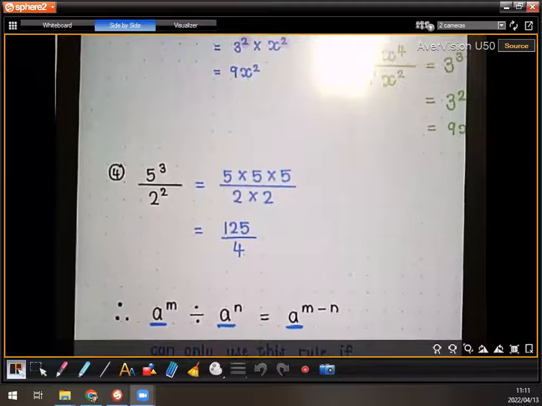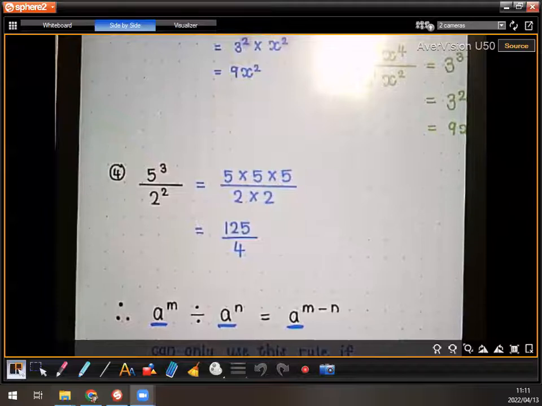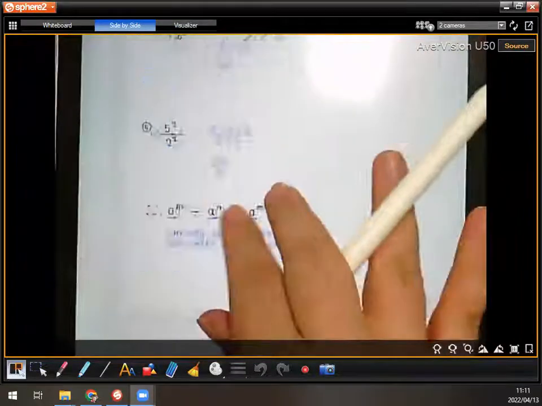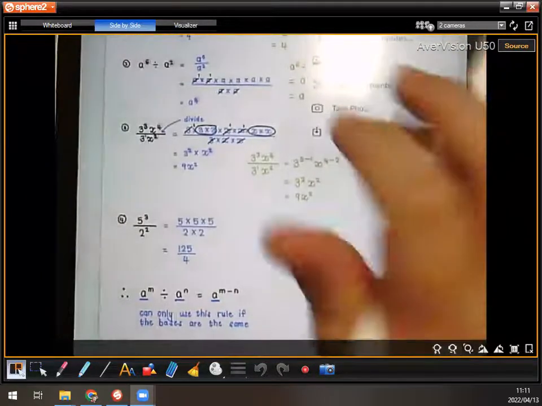Now, sometimes they're going to give you more than one term at the top of the fraction that you must then divide by something. So let's do a few examples like that quickly. So that will be example 5.